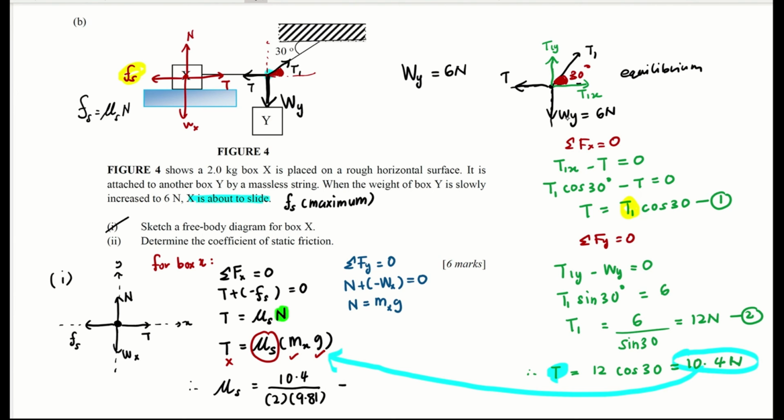Okay, when we substitute the values, so mu s is equal to 0.53. Tak ada unit ya. So no unit for coefficient of static friction. Alright, so now finish questions 3b. Okay, so let's proceed to questions 3c.